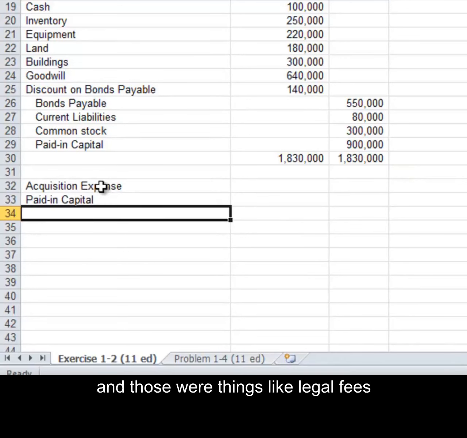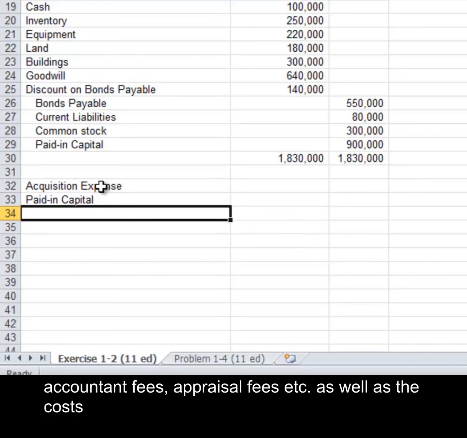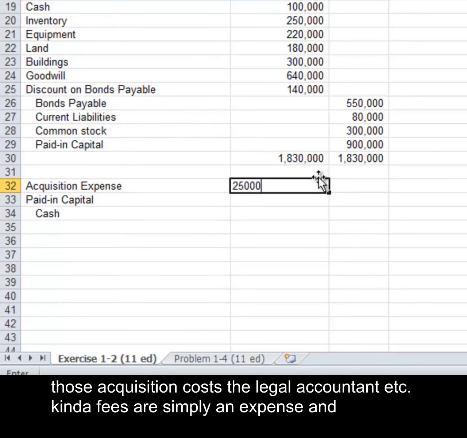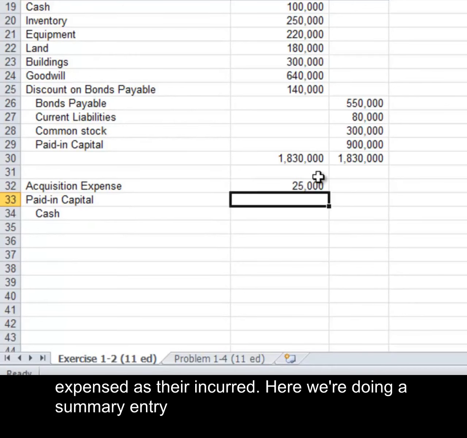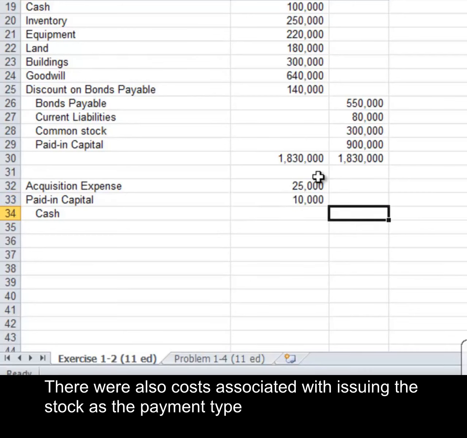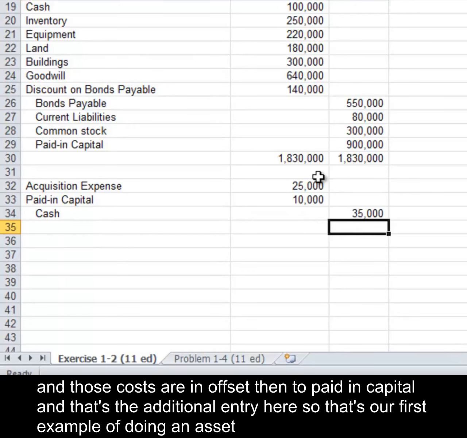And those were things like legal fees, accountant fees, appraisal fees, etc., as well as the costs related to issuing the stock. Those acquisition costs, the legal, accountant, etc. kind of fees, are simply an expense and expensed as they're incurred. Here we're doing a summary entry. In real life, they'd probably just be recorded as expenses as the bills are paid. There were also costs associated with issuing the stock as the payment type, and those costs are an offset then to paid in capital, and that's the additional entry here.